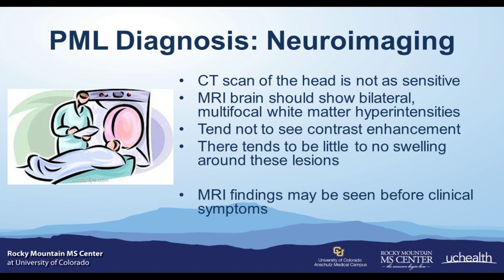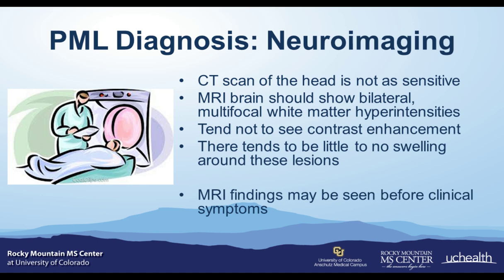The second criterion is neuroimaging. There are two different types of neuroimaging we usually think about, CAT scans and MRI scans. CAT scans tend not to be quite as sensitive because we can't see the brain tissue quite as well as we can with MRI scans. So we really rely more on MRI scans than CAT scans.